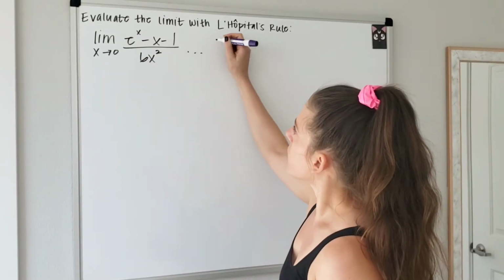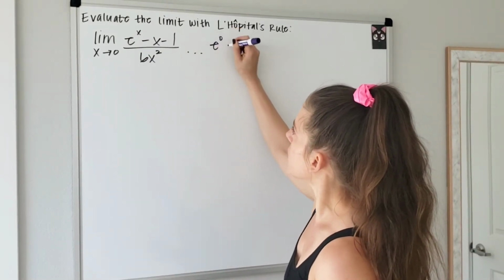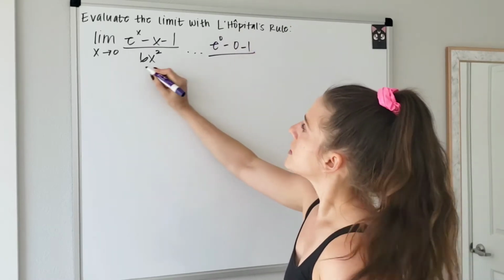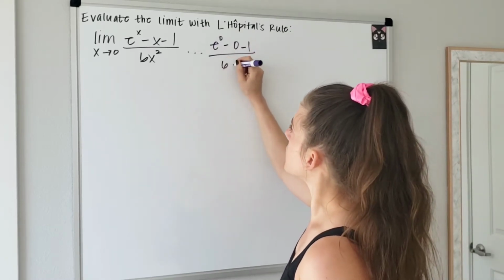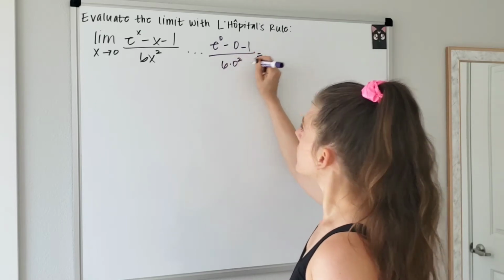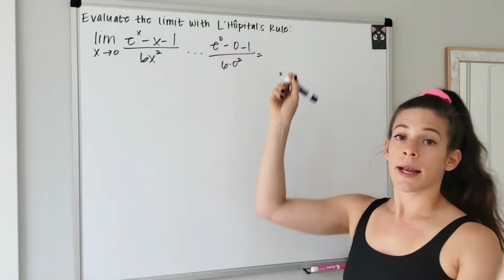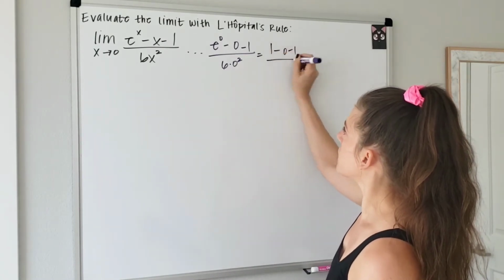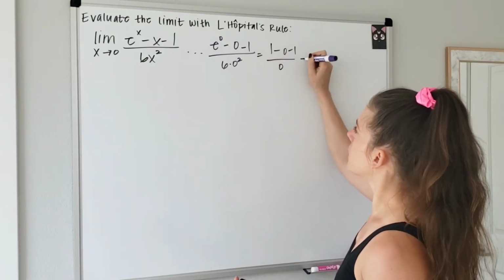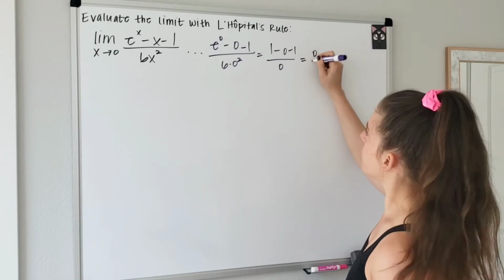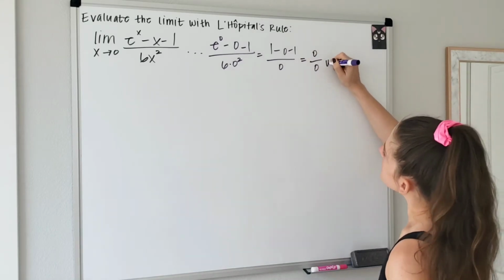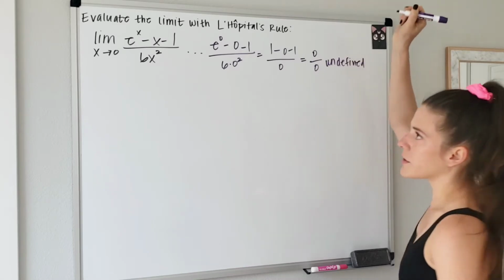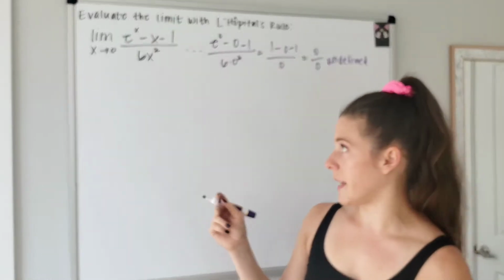Doing that right now, we get e to the 0 minus 0 minus 1 all over 6 times 0 squared. That gives us e to the 0, and anything to the 0 is 1, minus 0 minus 1, all over 0. 1 minus 1 is just 0 over 0. This is undefined, right? 0 over 0. So now is when L'Hopital's rule kicks in.